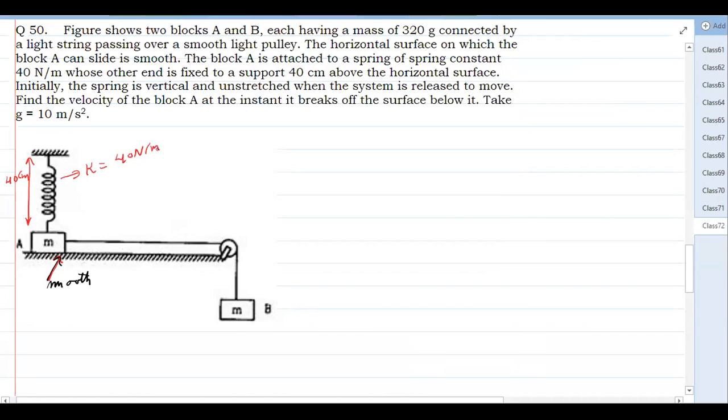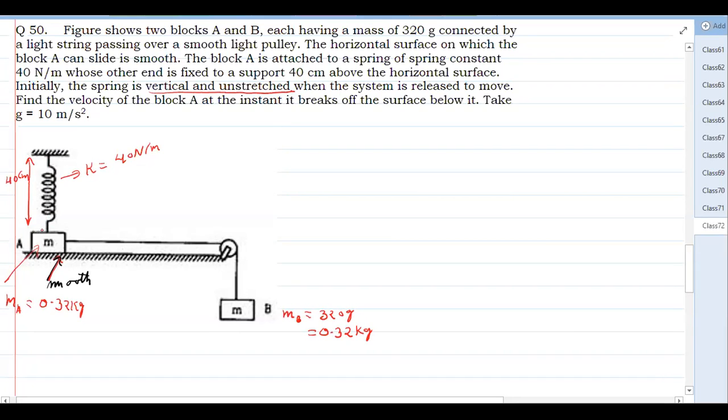Okay, and then masses are given. Both masses are 320 gram or 0.32 kg. Both masses, MA is also 0.32 kg. Okay, so these things are given. And then it says that initially the spring is vertical and unstretched. So initially the spring is unstretched. So the height 40 centimeter is the natural length of the spring.